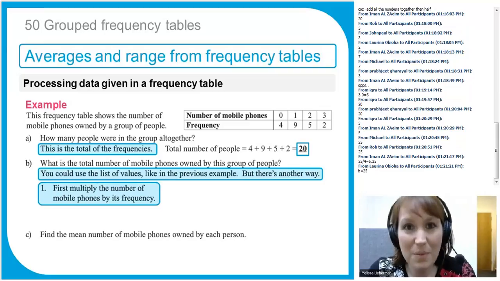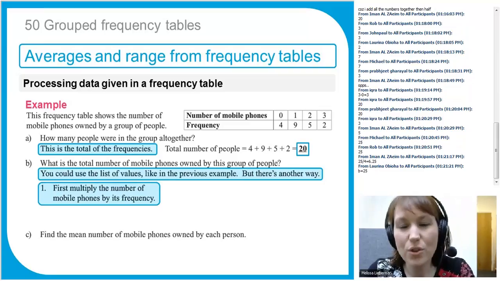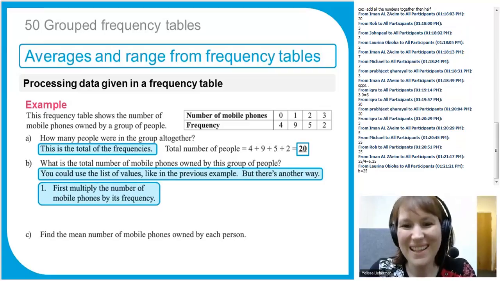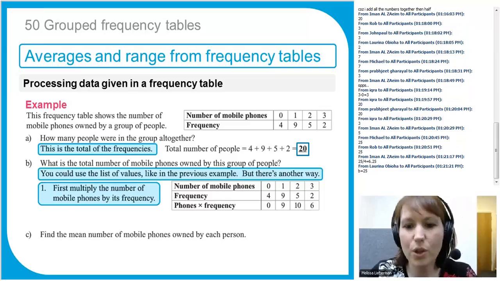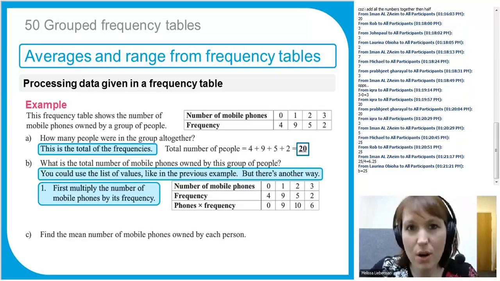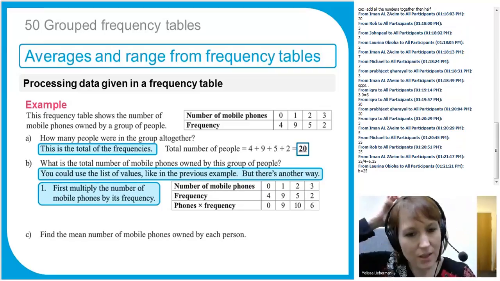And then we've got 5 people with 2 phones. 5 times 2 is 10. So those 5 people together have got 10 phones. And then we've also got 2 people who've got 3 phones. So those 2 people together have 6 phones. So by multiplying through, if you want, you can put an extra row on your table. That's a good idea. Now it might be a row or it might be a column. It just depends how your table is organized.